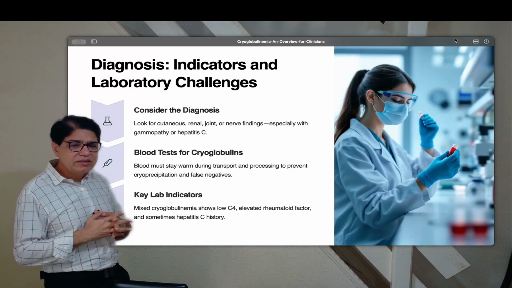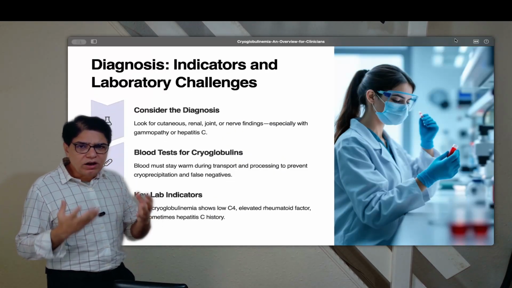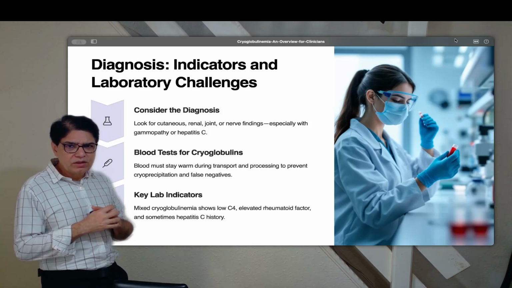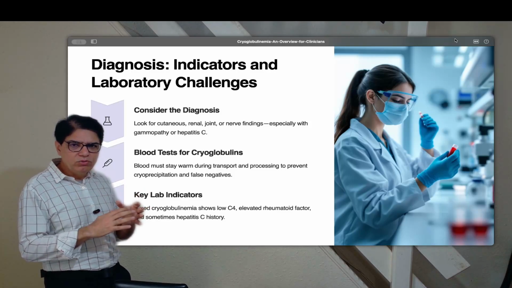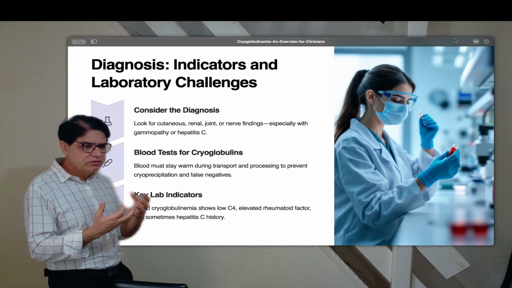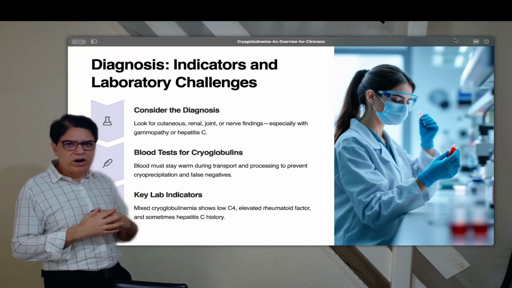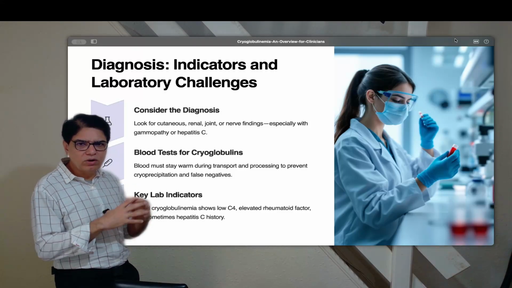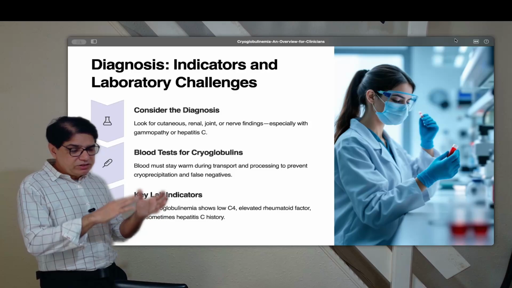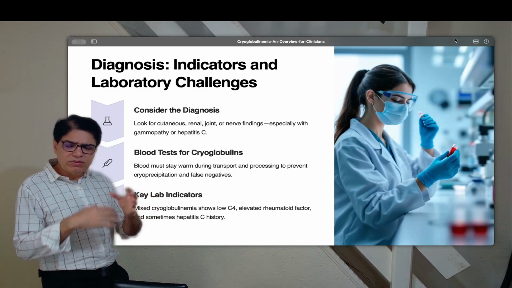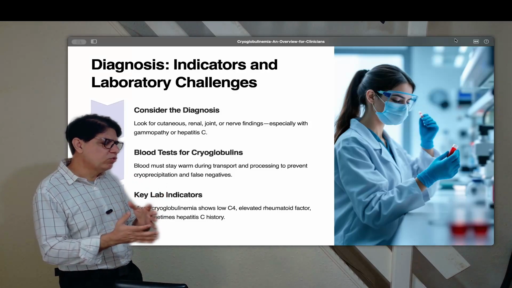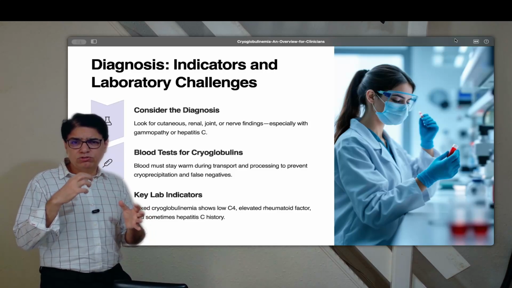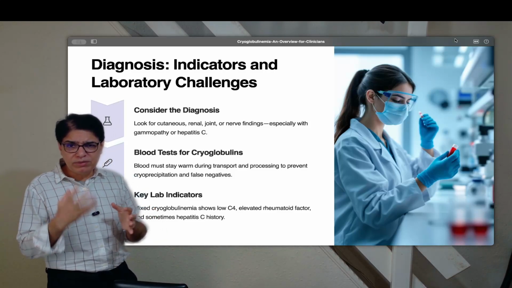Now, what are the diagnostic hallmarks of this condition? Remember, if any child has a cutaneous vasculitic type of rash, with renal or joint involvement, and especially if there is a history of chronic infection. But even if there is no history of chronic infection and you have ruled out the common conditions, then you should be thinking of cryoglobulinemia.